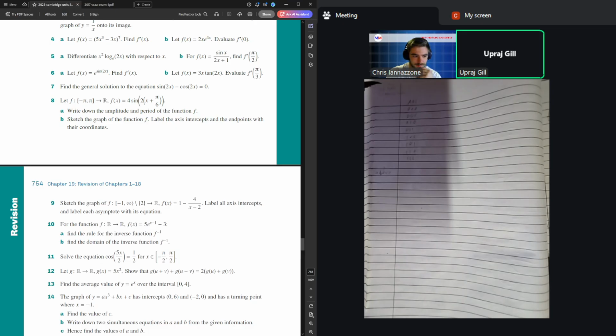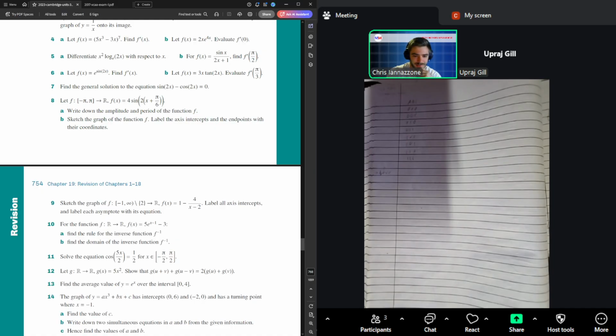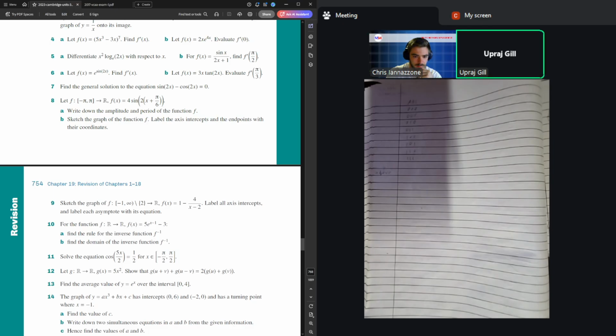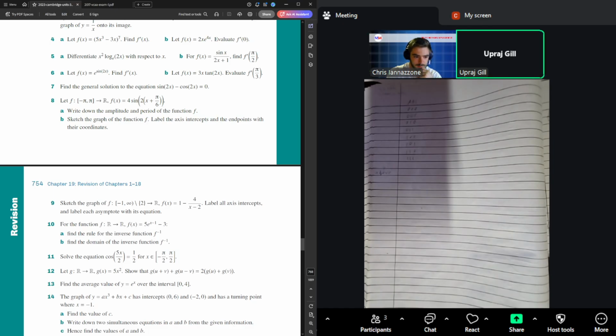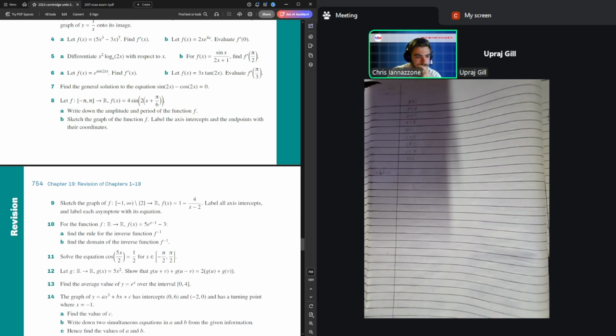Negative 2 pi on 3, that's better. Negative pi on 6, pi on 3, and 5 pi on 6. Yeah, those are all good. That's x. Did you get a y-intercept? I'll figure it out. When x is 0.